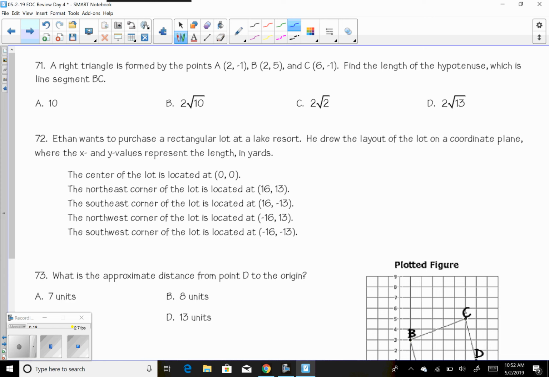A right triangle is formed by the points 2, -1, 2, 5, and 6, -1. Find the length of the hypotenuse, which is the line segment BC. Okay, so best thing here is BC is your hypotenuse. So AB is going to connect together.